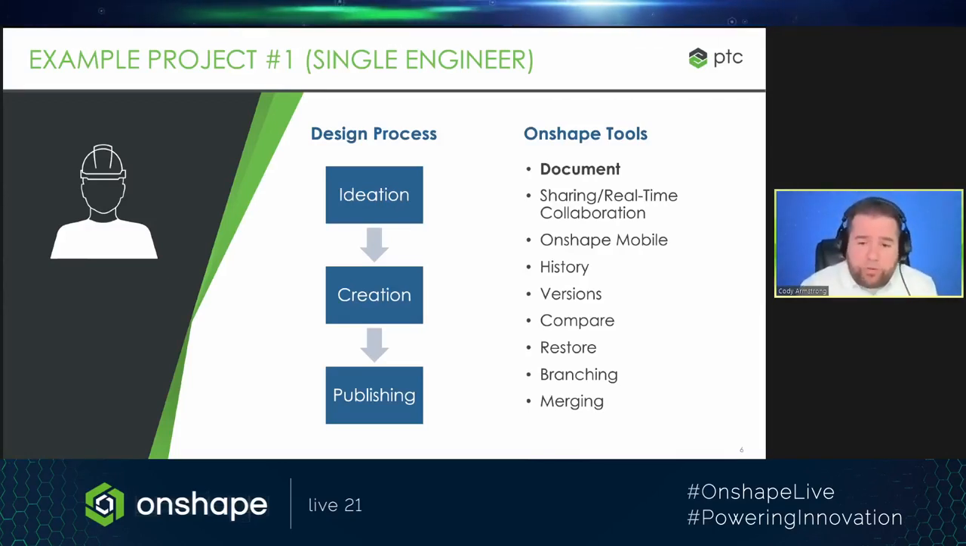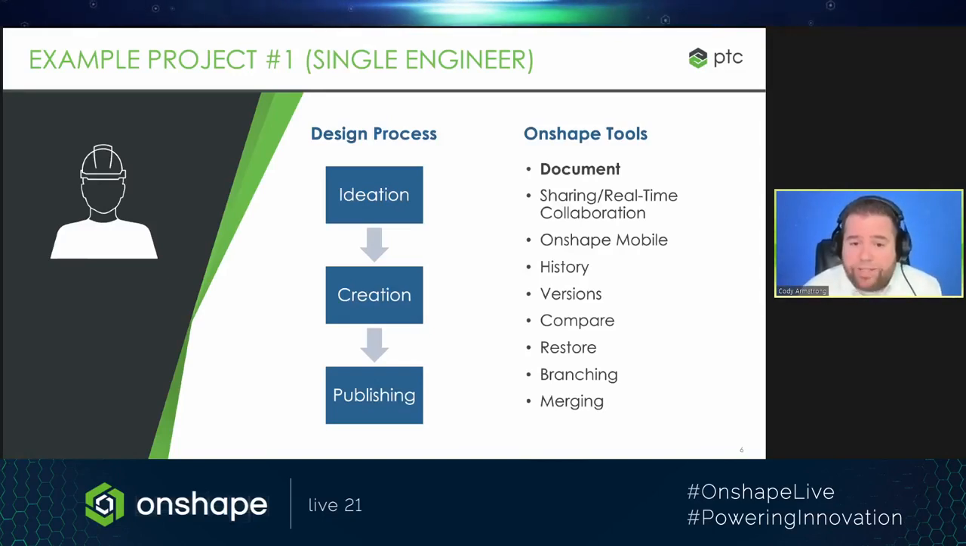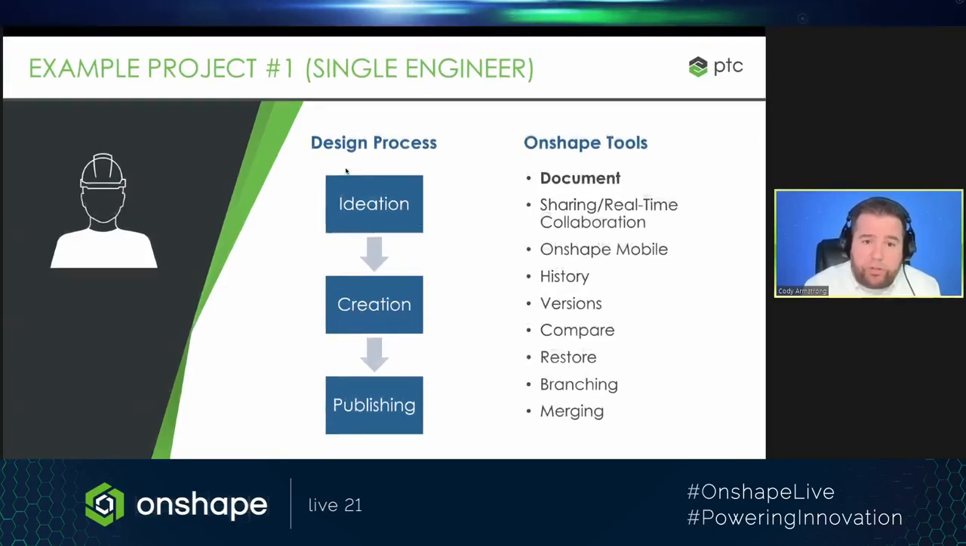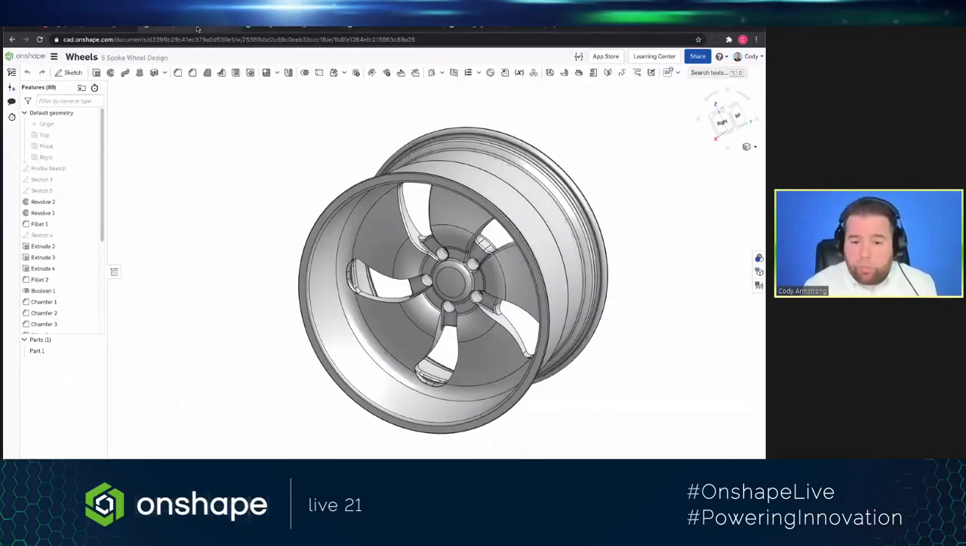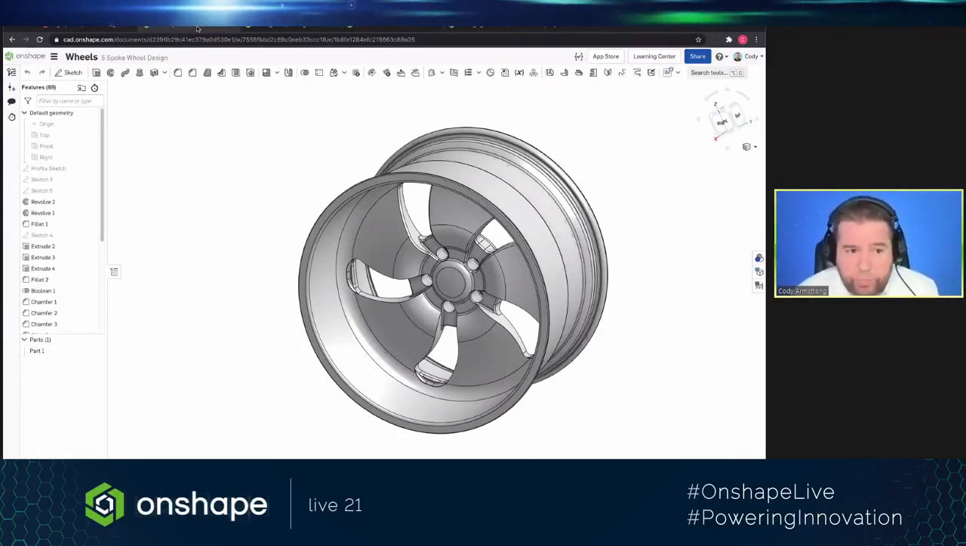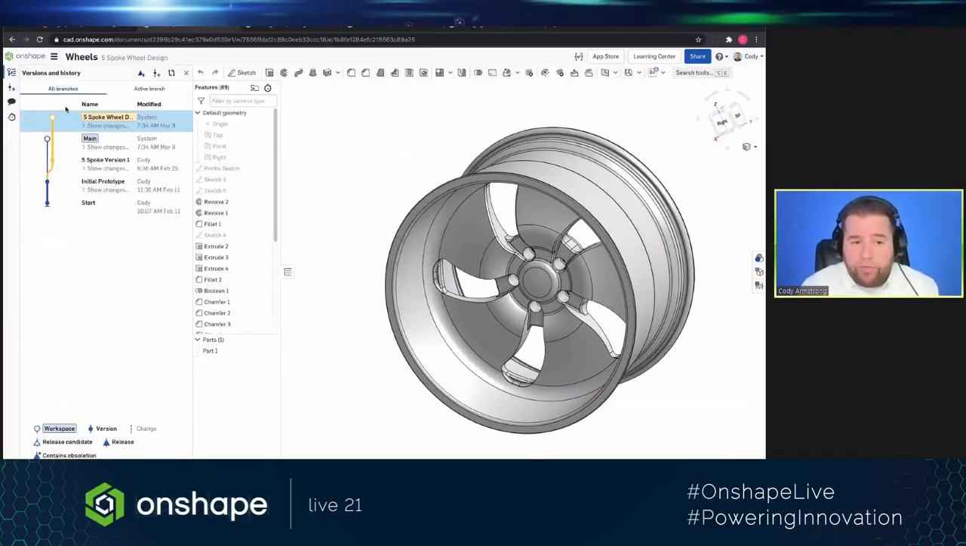And so these can be tremendously useful from a project management perspective to effectively manage your projects as a single engineer. So let's dive into a quick example of this and show you just a handful of these features and how they can be used. So the first that I'd like to point out, in this example, I'm a single engineer designing a wheel. The first that I'd like to point out is history and versions.